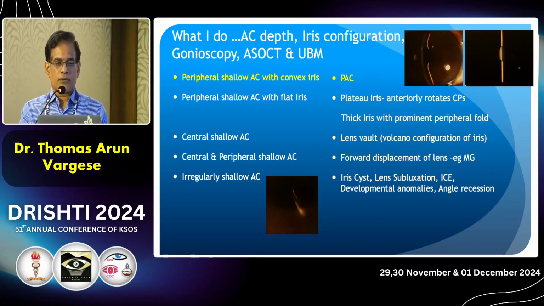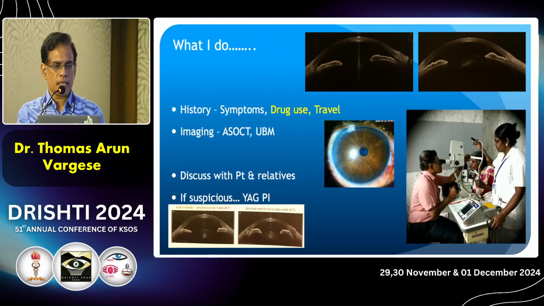But in the other cases, where the whole anterior chamber is shallow, most likely it is the lens factors that are operating, and also central and peripheral shallow AC, the forward movement of the lens. Irregular AC depth probably means iridocyclitis, lens subluxation, and other factors. So those are patients where YAG PI really is not going to help. And again, clinical examination, where you can image them and document them. And as I said, history of drug use, history of travel, all these need to be taken into consideration when you manage the patient, and discuss with the patients, and if suspicious, do a YAG PI. Thank you.